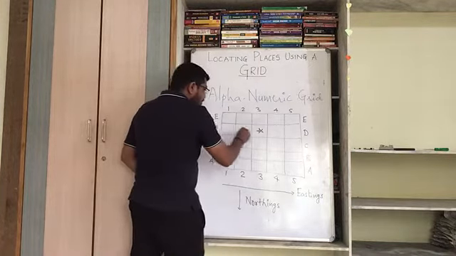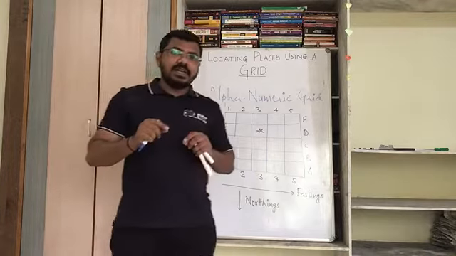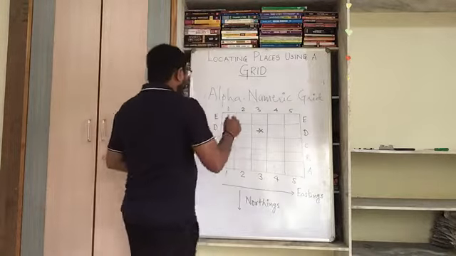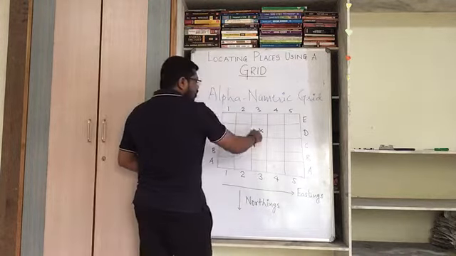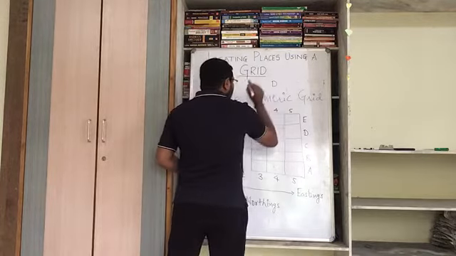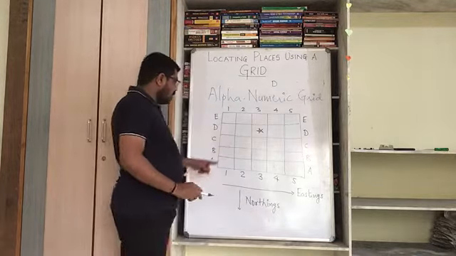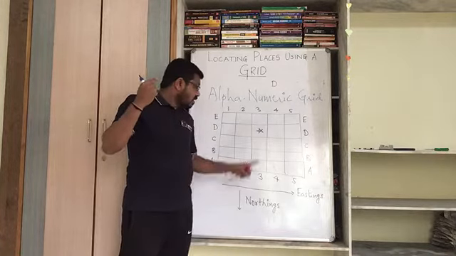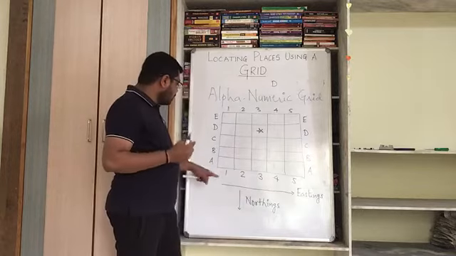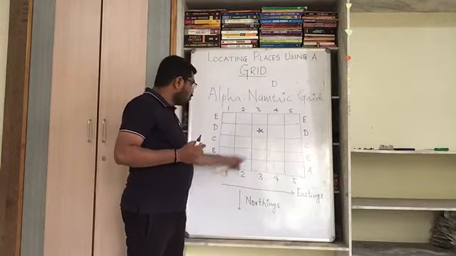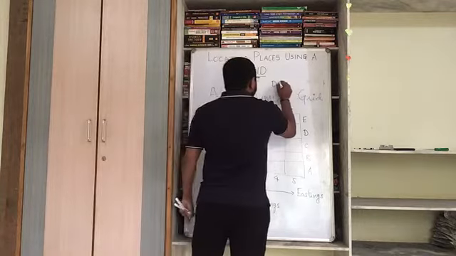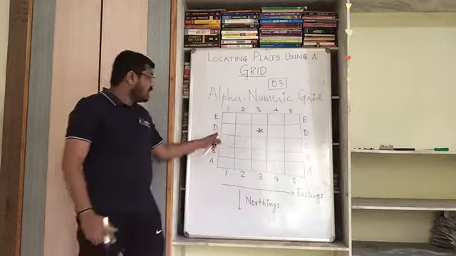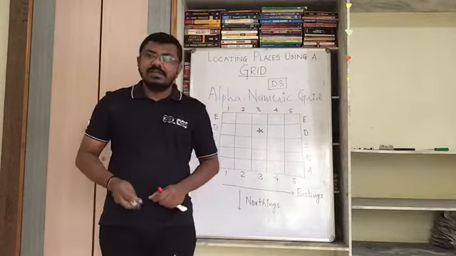Now, this is clear that the star is located in one of the cells of D. So we are getting the alphanumeric grid of this star, it is in D, right? Then we need to go through the northings. Now in northings, this is 1, 2 and 3. So the location of the star is D3. You getting it? So D3 is the location of the star.